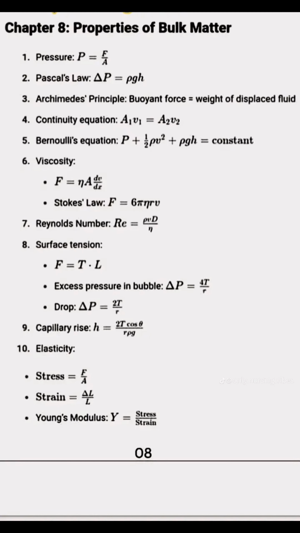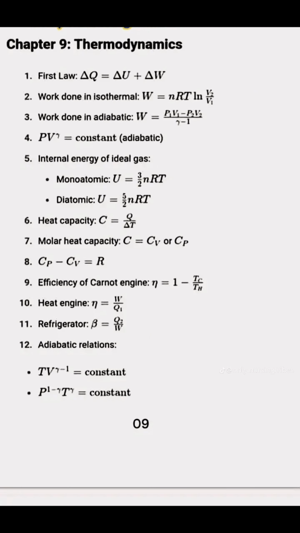The formula for pressure is force per unit area. Then Pascal's law, and delta P is equal to rho g h. Then Archimedes' principle, buoyant force, weight of displaced fluid, the continuity equation, A1 V1 is equal to A2 V2, and Bernoulli's equation were all in Unit 8.